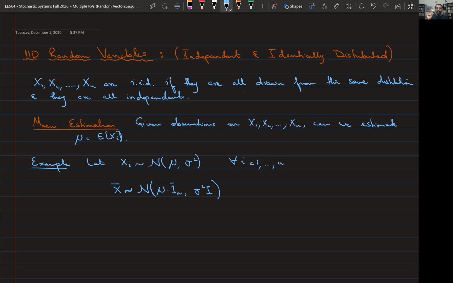So the means are identical as well. This is really a depiction of what that IID stands for. These are IID Gaussian random variables. All of them are independent and all of them follow the same distribution, which is Gaussian with a mean mu and a variance sigma squared.